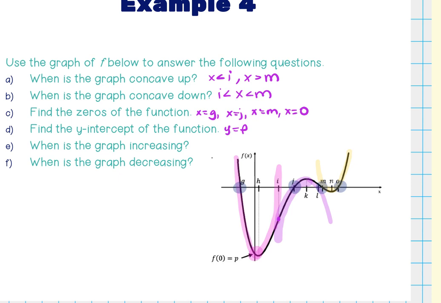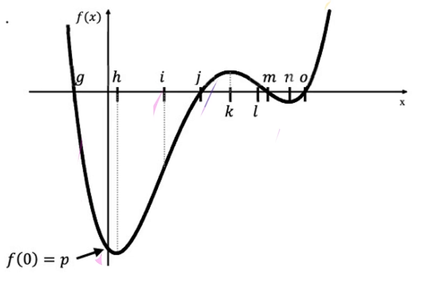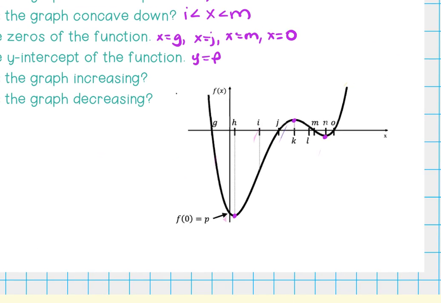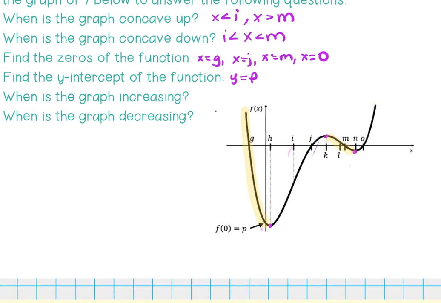And then increasing and decreasing. So I'm going to come back in and erase my concave up, down. Identify your maximum and minimum values. So there's a relative min here, max here, min here. So I am decreasing from negative infinity up to h. I am decreasing again from k to n. So decreasing: x is less than h, and k is less than x, which is less than n.